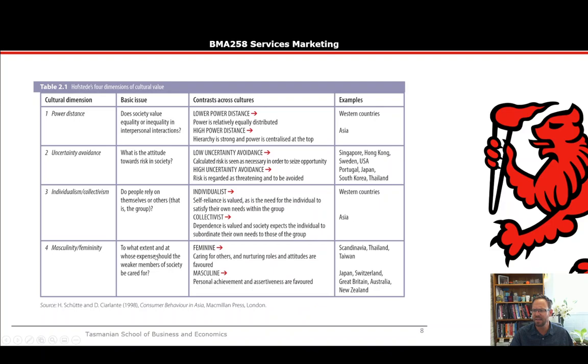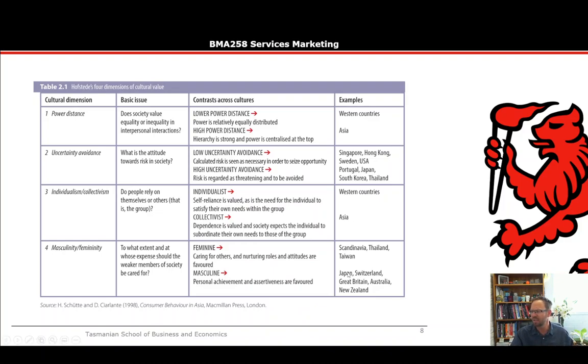Now, the last one is masculinity and femininity. Now, this is to what extent and at whose expense should the weaker members of society be cared for? Now, in feminine cultures, caring for others and nurturing roles or attitudes are favoured. So, if someone is caring and showing these feminine attributes, you go, well, that's a beautiful thing, right? That they're a caring, beautiful person. In masculine societies, personal achievement and assertiveness are favoured. You're like, oh, that's a strong man or woman. They achieve a lot of things. They made themselves, and they're strong and they're confident about what they do.